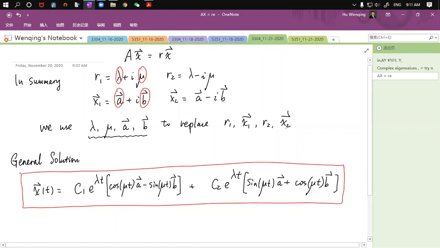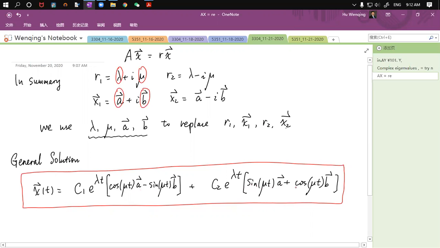You just remember that e to the power lambda t is common, right? That means the real part enters the exponential and the complex part enters sine and cosine, but you must have both sine and cosine. Remember, it starts with cosine mu t of A minus sine mu t of B, and on the other side, it flips. It becomes sine mu t of A plus cosine mu t of B.